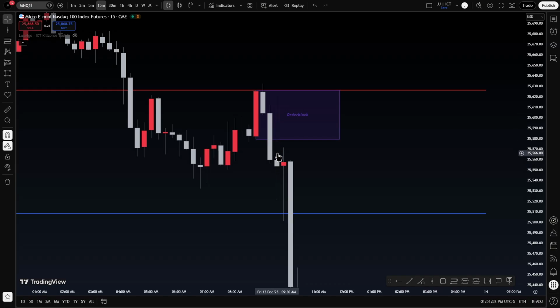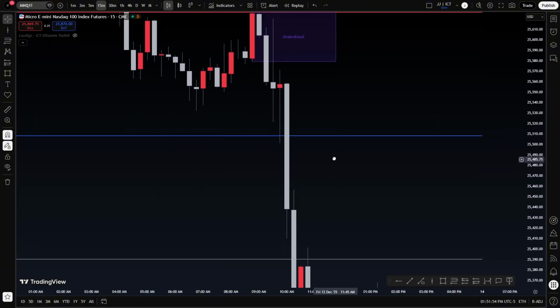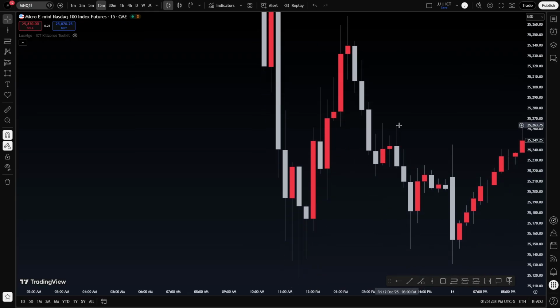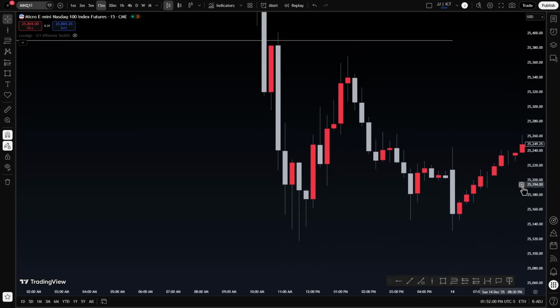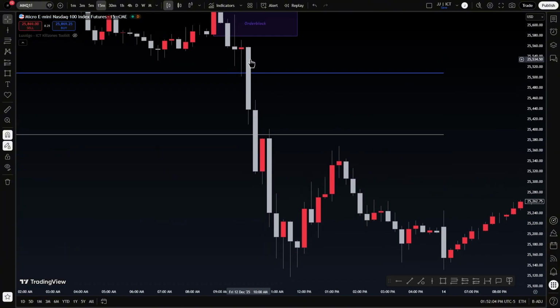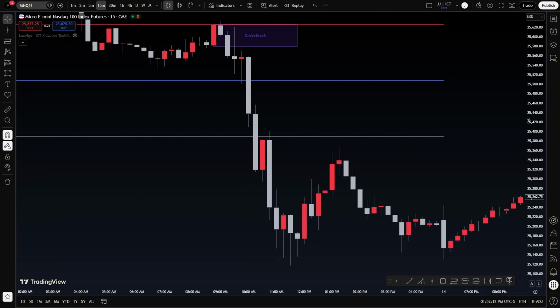What did I say about it being a high probability order block? I just said that. I didn't even see this until I noticed it going through my screen. I really did not pay attention to this. So you see what I'm talking about now?